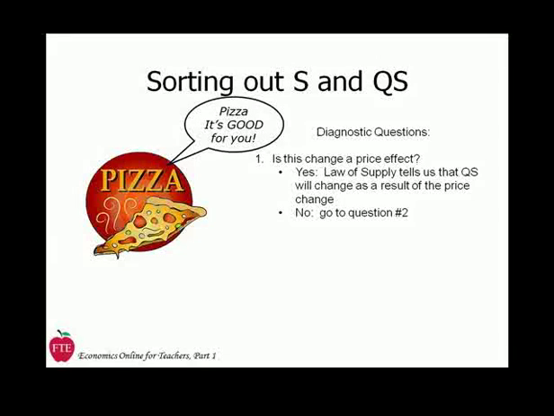Well, we already know that because we asked them how many they'd produce at different prices when we made the supply schedule or the supply curve. They will produce and sell more at a higher price.